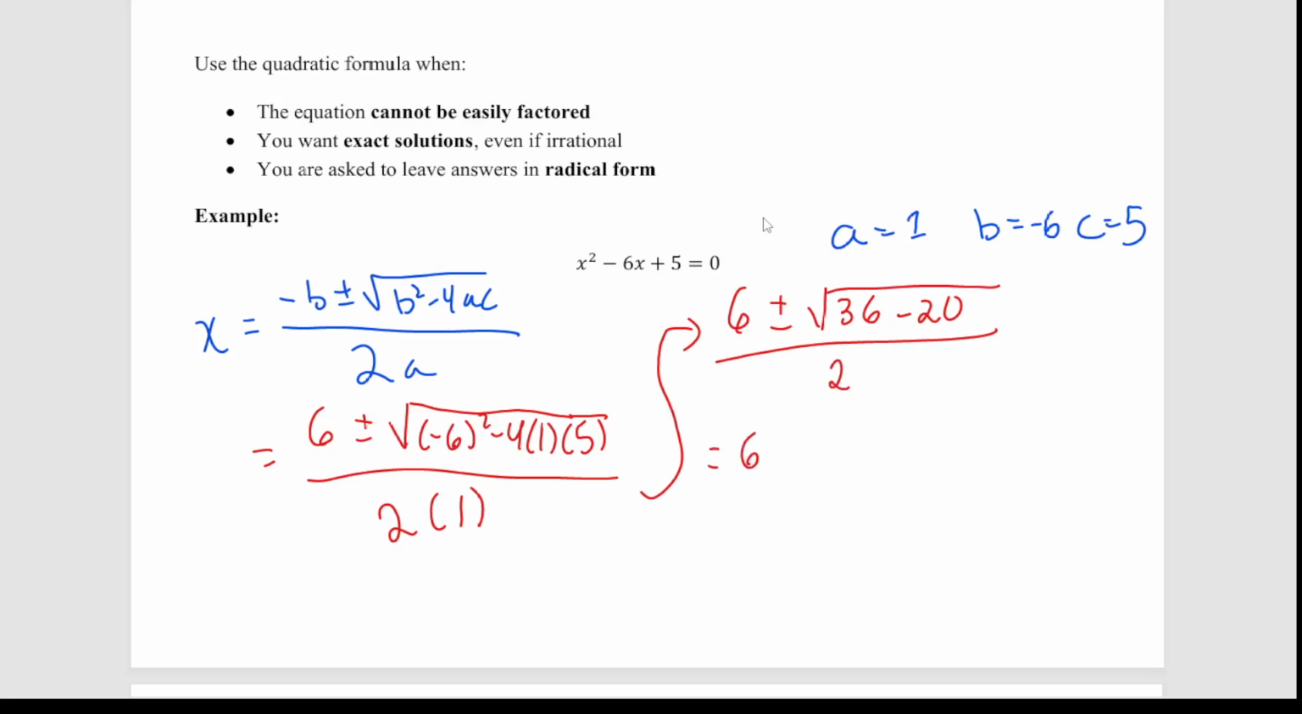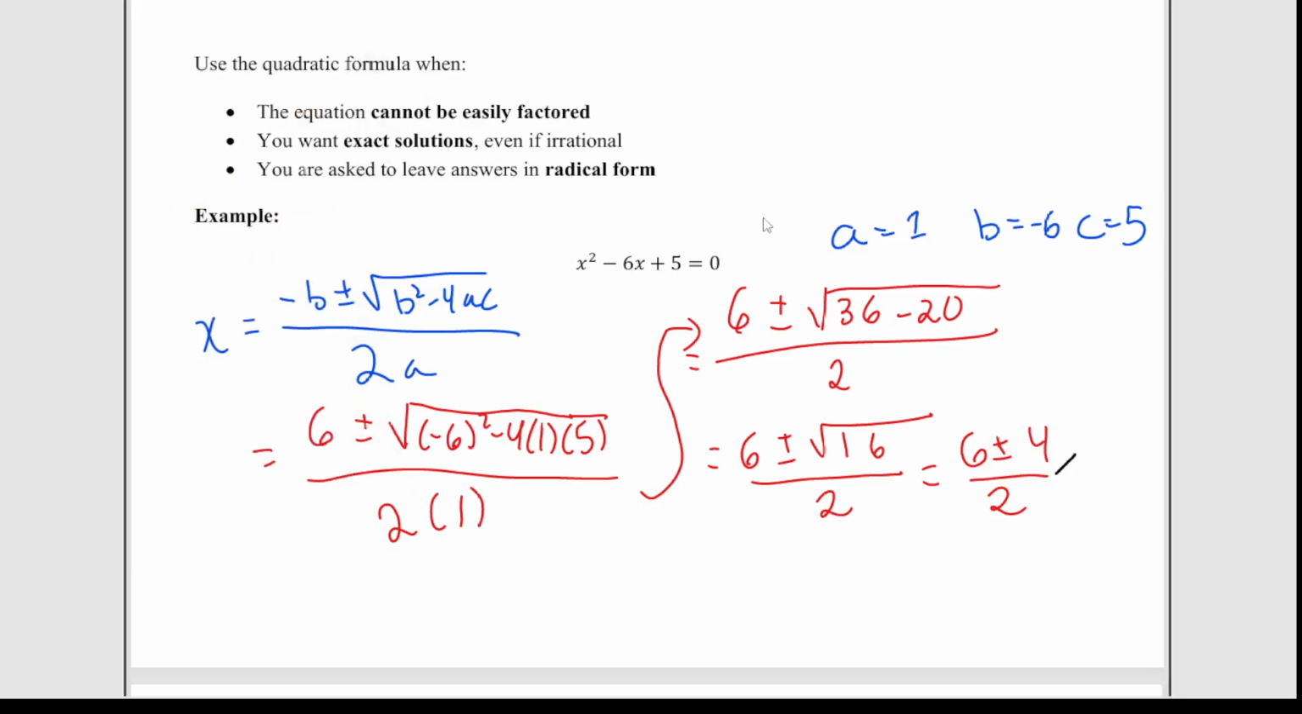Keep on going. 6 plus or minus the square root of 36 minus 20 will give us the square root of 16. And then if we want to keep on simplifying, the square root of 16 is 4. And then this is a case where it's actually just going to simplify really nicely into 2 actual solutions, or 2 rational solutions, I should say.